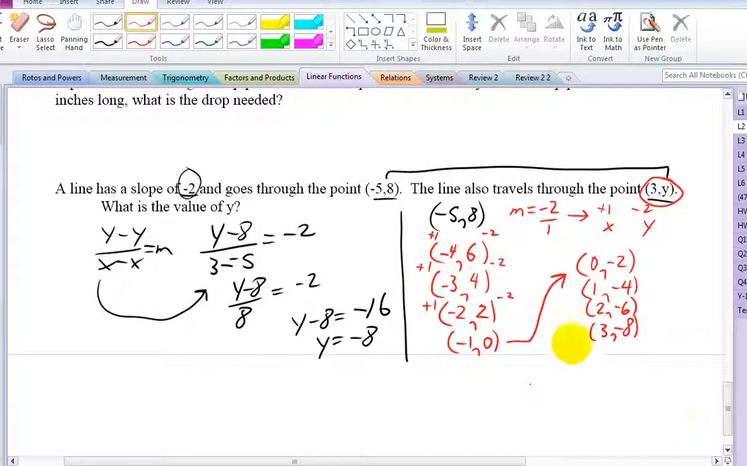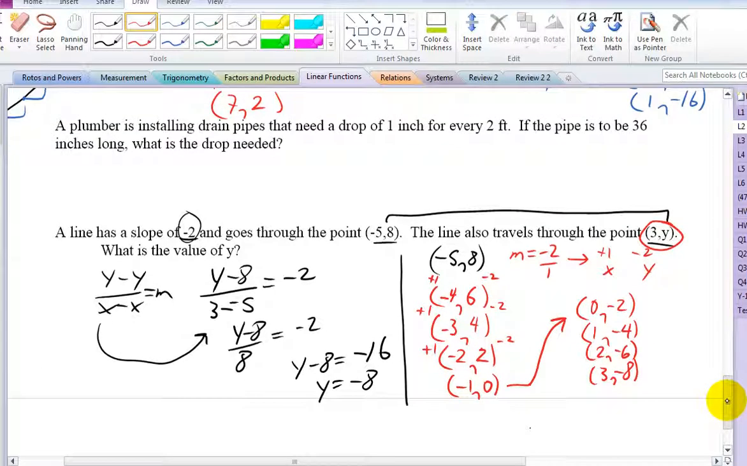So it's your choice if you want to count it out or use the algebra. You should be able to do both. I know the algebra is a little bit harder. You okay with that? Okay, let's go back up and do the plumbers.